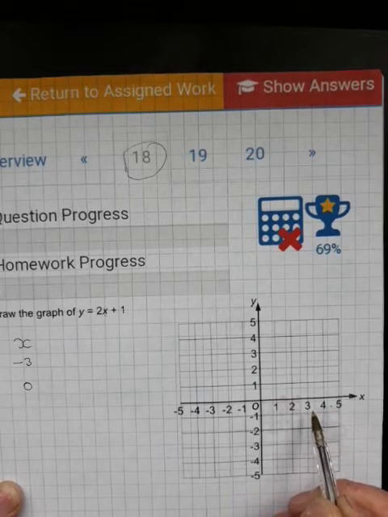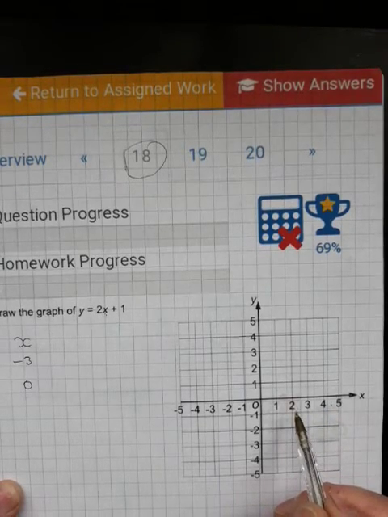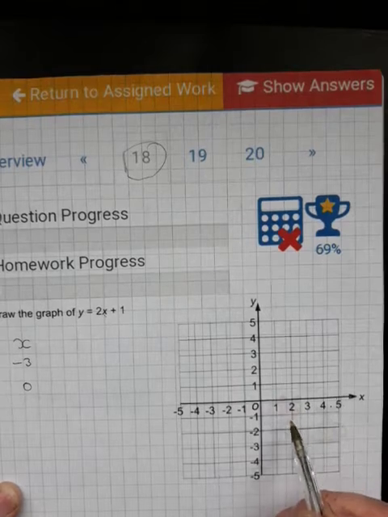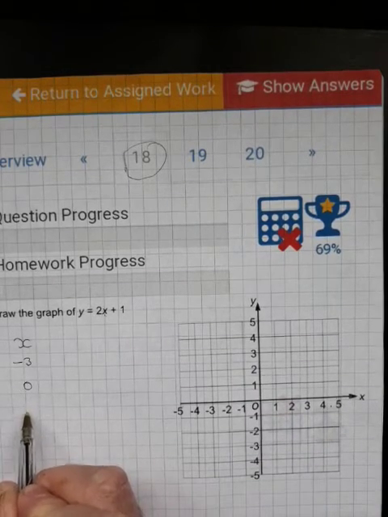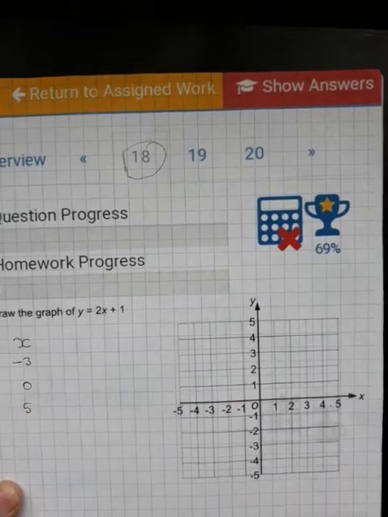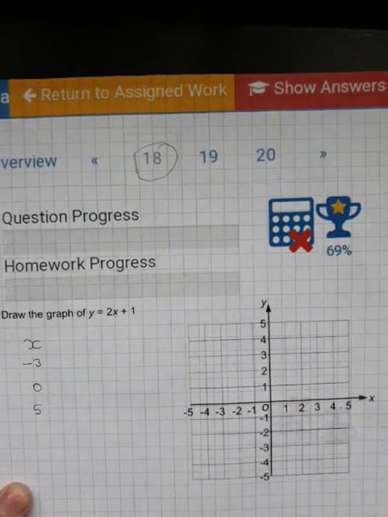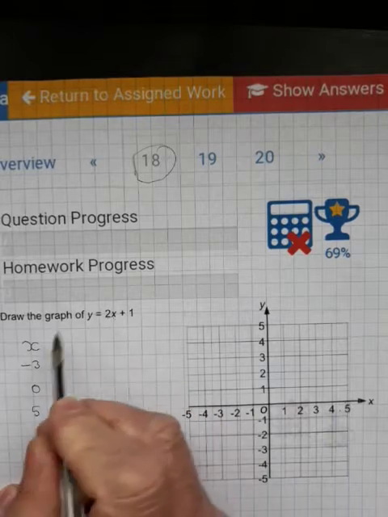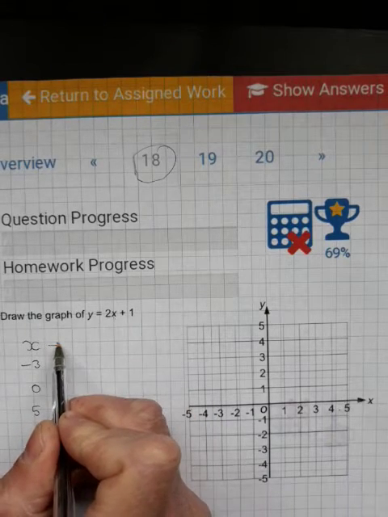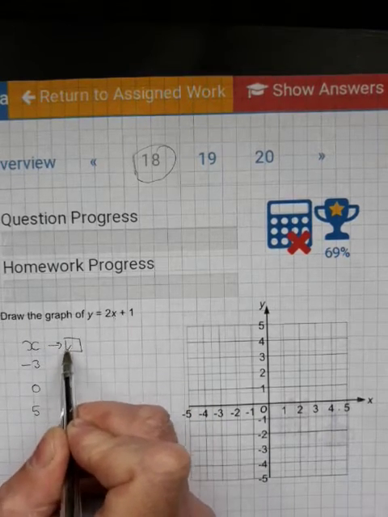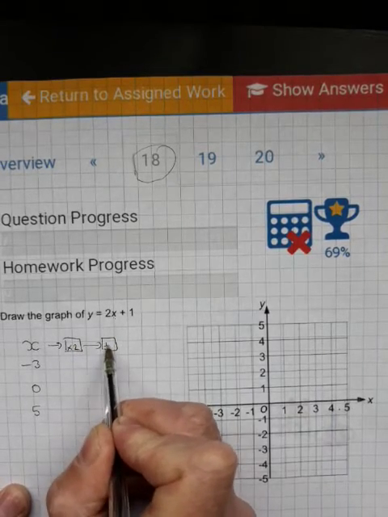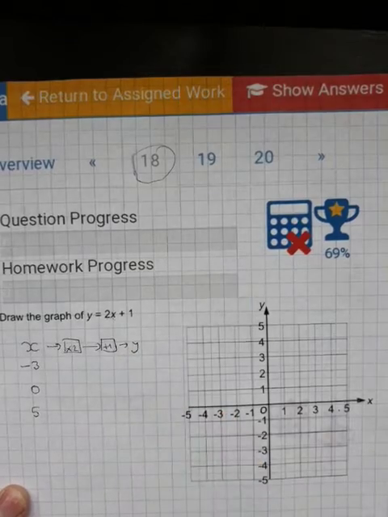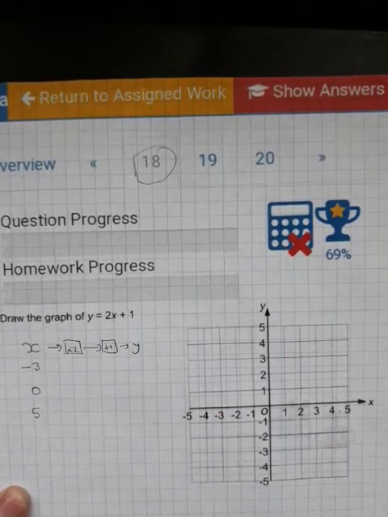I've got to be careful here, because if I use values that don't work, sometimes they'll be off the graph. In fact, I'm going to show you what happens if this happens. So I'm going to use 5 and I'll show you how we deal with that. To get the y coordinate, you take the x value, times by 2, and then add 1, and out comes the y coordinate. So this is another way of doing that table.